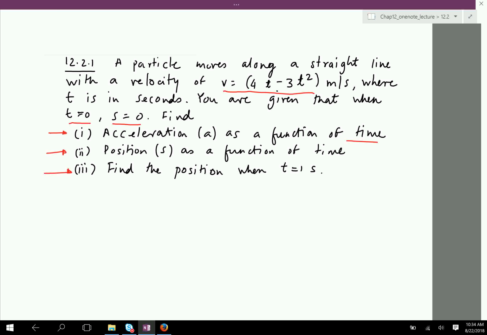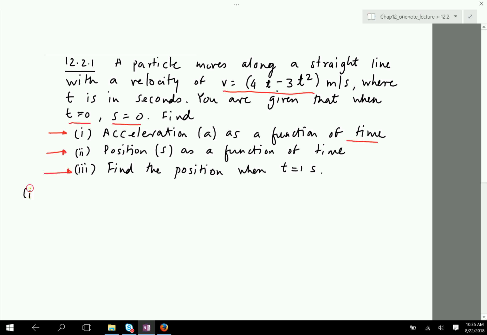Okay, so let's get started. So first, find the acceleration as a function of time. You're given, well, what's the formula for acceleration? It's simply dv dt.